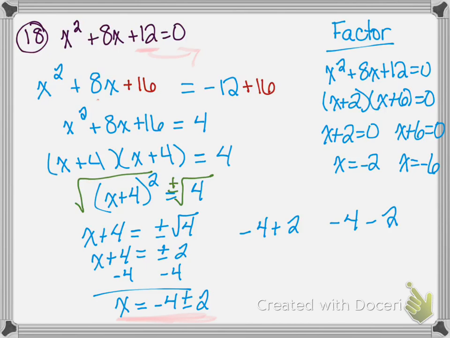And so you want to. So negative 4 plus 2 is negative 2. Negative 4 minus 2 is negative 6. So our answers to this are right here. Negative 2 and negative 6. And that is exactly what we got when we factored. Okay? So you do have a problem on your final exam that says that you have to complete it using completing the square. So be sure you are completing it this way.